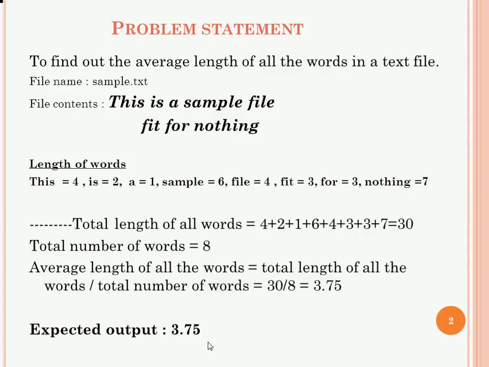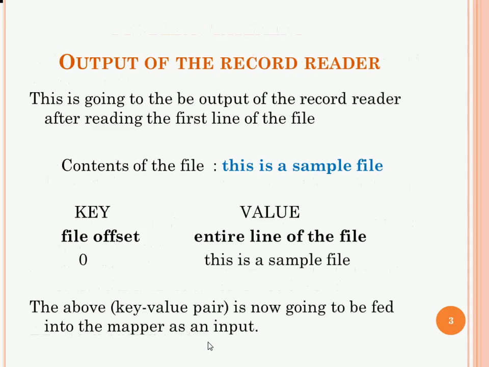Let's see how we can think in terms of MapReduce to solve this problem. I don't have to explain everything about record readers. You just have to understand that the record reader gives you a key and value pair, where the key is the file offset and the value is the entire line of the file. It reads one line at a time. When the record reader processes the first line of the file, it gives 0 followed by the first line. This key value pair is then fed into the mapper as input.